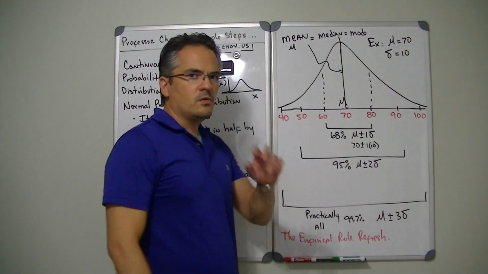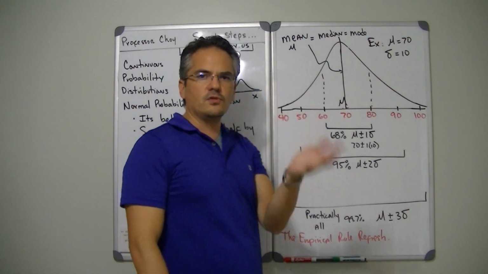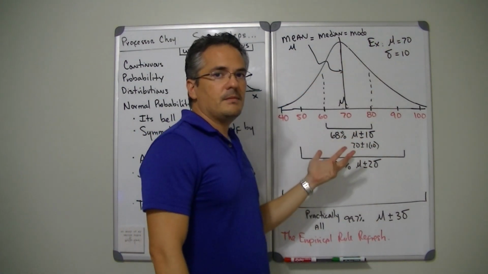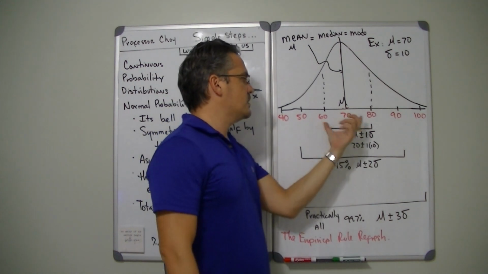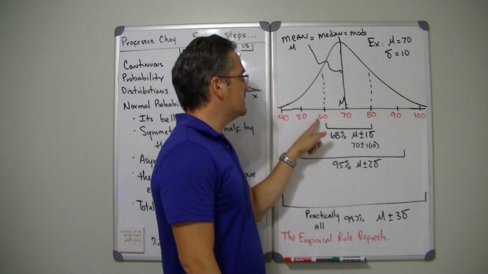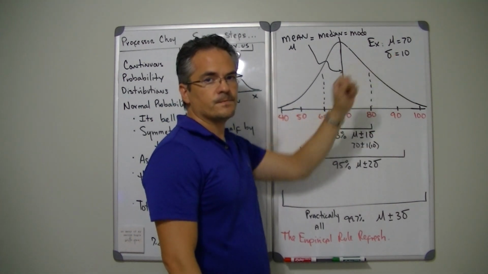Alright? Now, to relate this to real life, imagine that these were student grades. What this basically means is that 68% of the students scored a grade between 60 and 80 with this distribution.